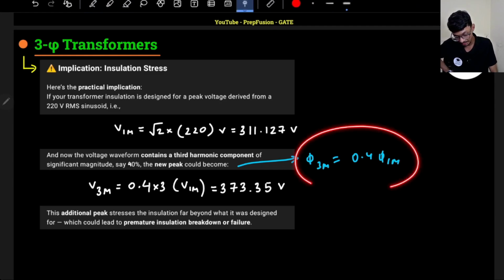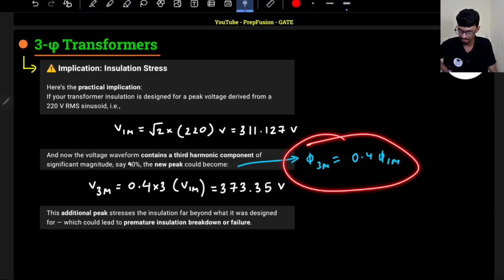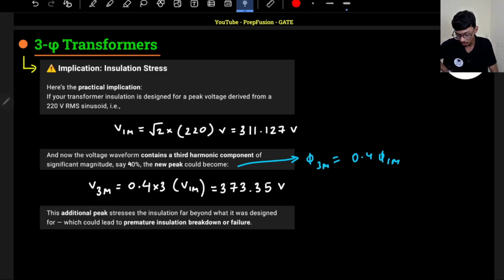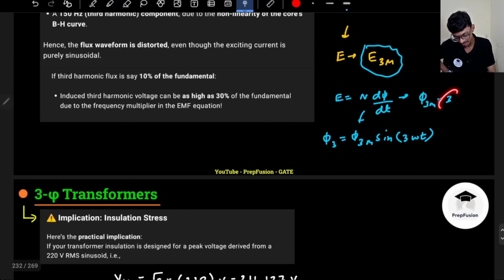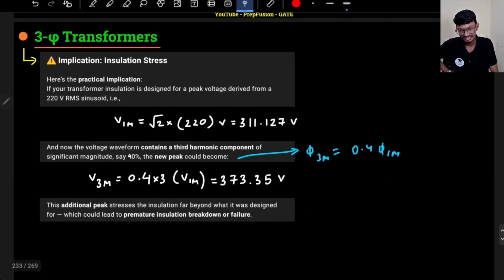But now I'm differentiating it, right, because I have to find the induced voltage. If I'm differentiating it, here you see a factor of 3 comes up, right? All other factors will be common, omega, phi 3m, those will be common. Just this extra factor 3 will come up. Just a small calculation. So if this extra factor 3 comes up, what is the problem? This will be 1.2 times the previous peak value. So it becomes 373.35. What is the problem? The third harmonic has a higher peak value.